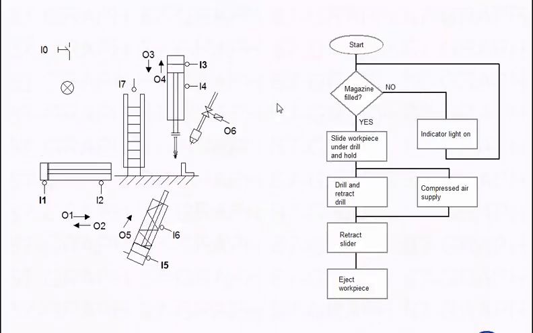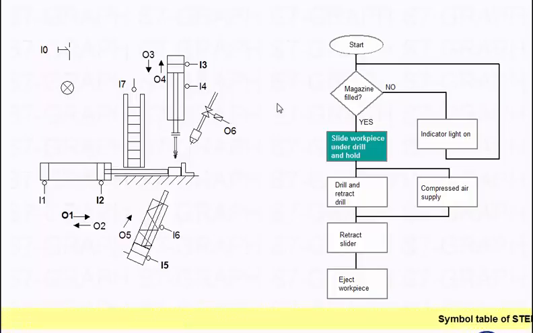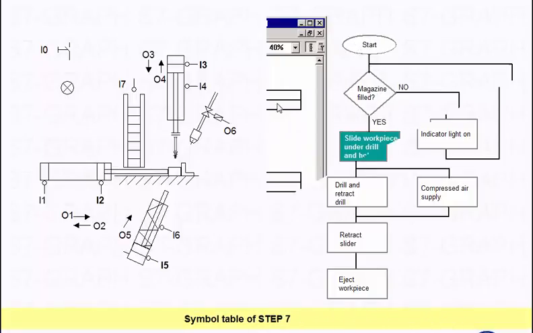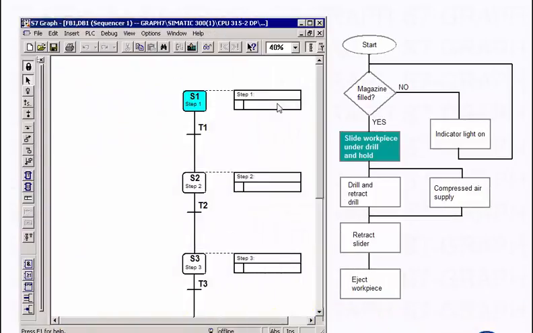Let us now take a closer look at the program for our example. Let us consider the scene in which the workpiece is moved under the drill. The names of the sensors and actuators, here referred to as I and O, were filled in the symbol table of Step 7 beforehand, and are now used in our S7 Graph program.